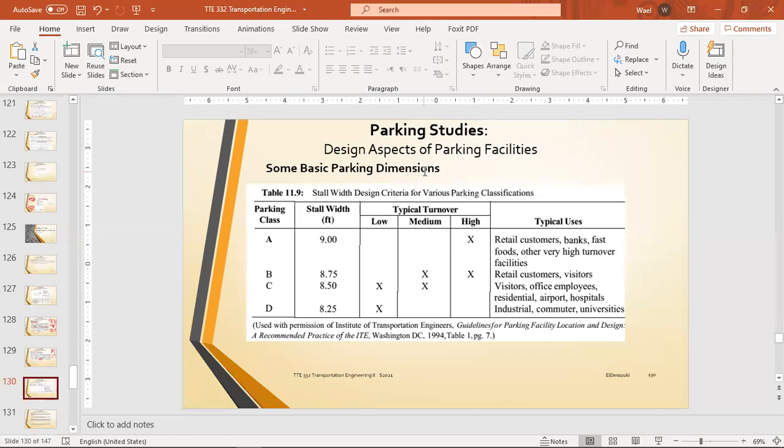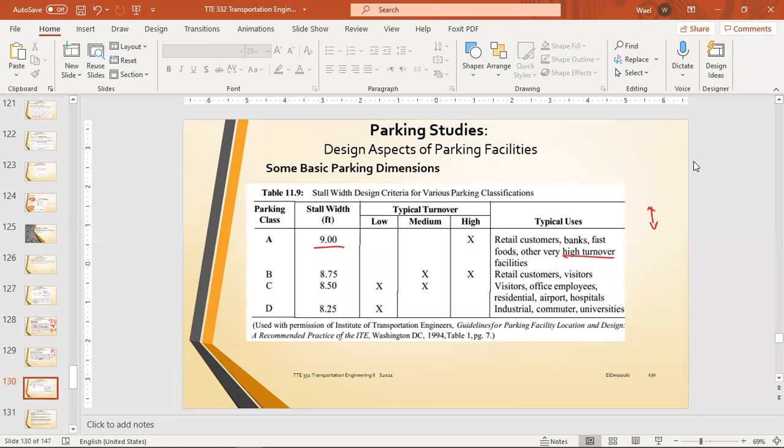So some basic parking dimensions. Stall width, A, that's retail. Stall width design criteria for various parking classifications. As you can see, for retail customers, banks, fast foods, other very high turnover, they use the largest width. Why? Because there is a high turnover, so you want customers not to waste their time parking their car in or pulling out.